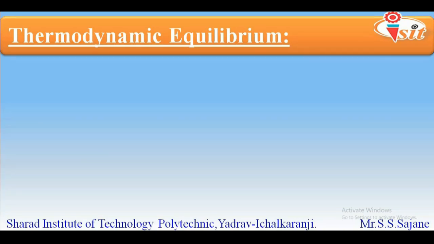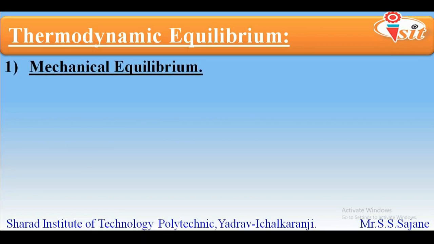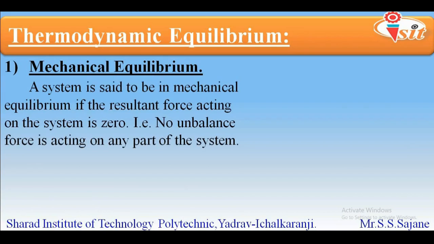Now we'll see what is the concept of thermodynamic equilibrium. We are going to study the three types of equilibrium, that is mechanical equilibrium, chemical equilibrium, and thermal equilibrium. So first we will see what is the mechanical equilibrium. A system is said to be in mechanical equilibrium if the resultant force acting on the system is zero, or simply we can say that no unbalanced force is acting on any part of the system.